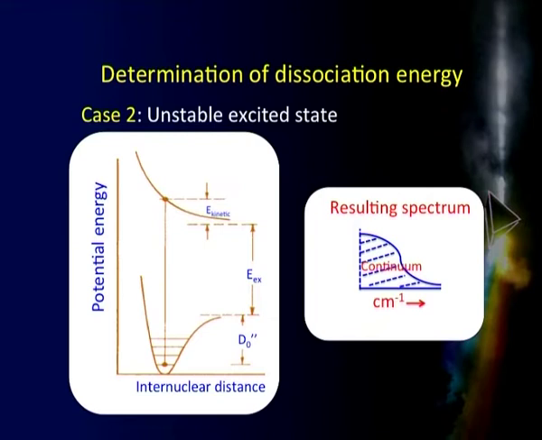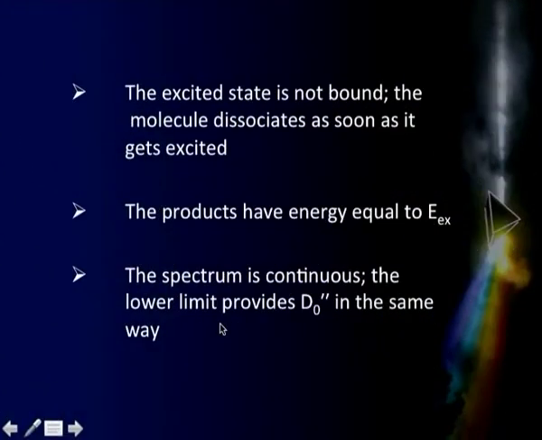So here again, the excited state, as I mentioned, is not bound. That means the molecule dissociates as soon as it gets excited there. You just give energy, the molecule dissociates, and the products have energy equal to E excitation if there is no kinetic energy, and thereafter the spectrum will be a continuous spectrum. There is a continuum there.